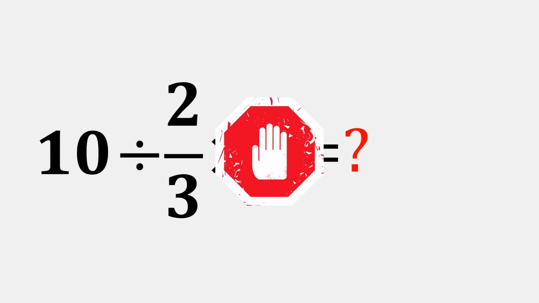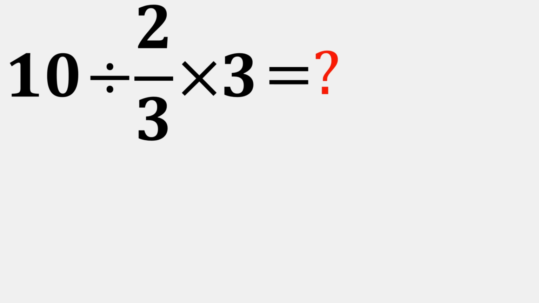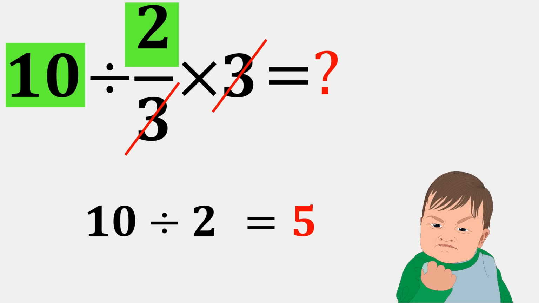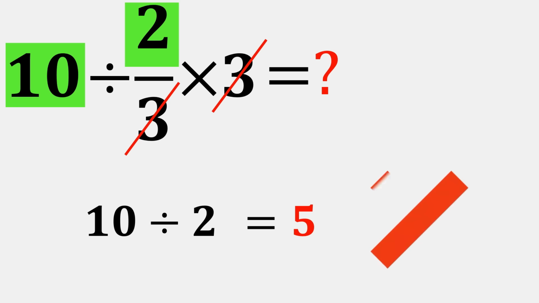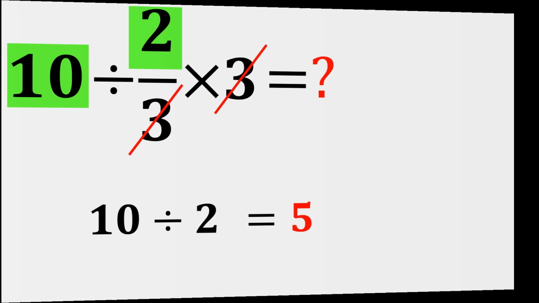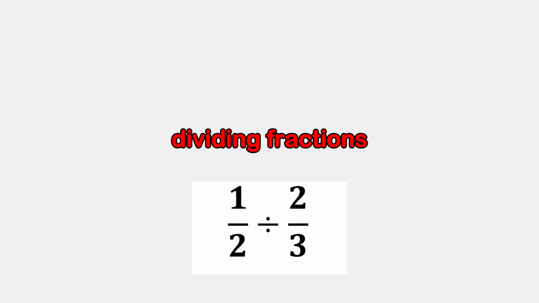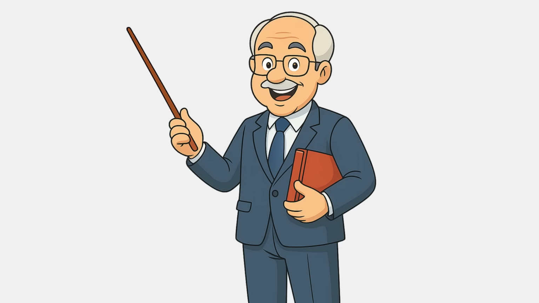This is exactly where so many people make a mistake. Let's break it down carefully and see what the real answer is. Now, some people might start by canceling out the 3's, which leaves them with 10 divided by 2, giving them 5. It looks neat and logical, doesn't it? Many would confidently say the answer is 5, but that's not correct. In fact, that method breaks one of the most fundamental rules in math: the order of operations and the rule for dividing fractions.